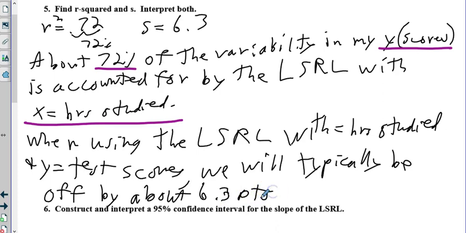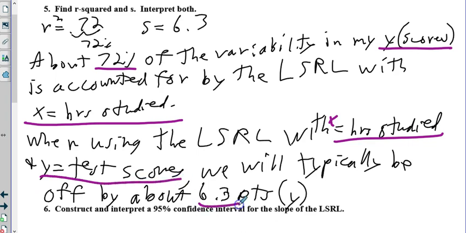And remember, this last part is always our Y. So again, this is a basic general statement. When using the LSRL with X being our hours studied, so that's a fill in the blank there, and Y being test scores, we will typically be off by about 6.3 points. And again, that's our S, which we will always give you.